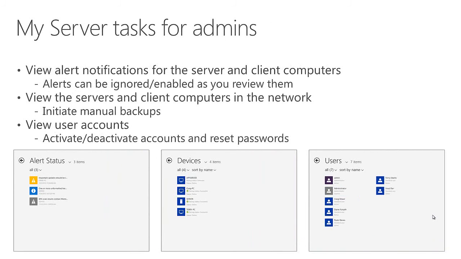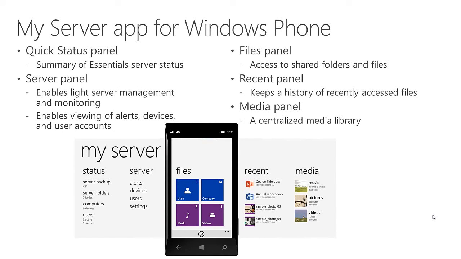So again, some of the things that administrators can do, there's a page where you can view the different alerts. You can ignore or disable or re-enable alerts as you review them. You can view the different servers and client computers in the network. You can also use this to initiate a manual backup of a computer that's connected to the Essentials server, and you can use this to view user accounts. You can even activate or deactivate an account using this interface, and again, as I mentioned, go ahead and reset user passwords.